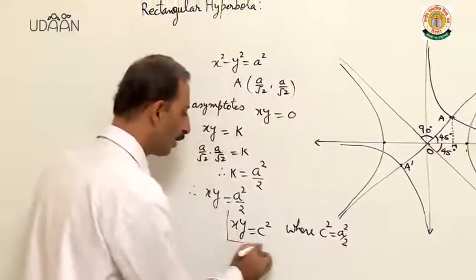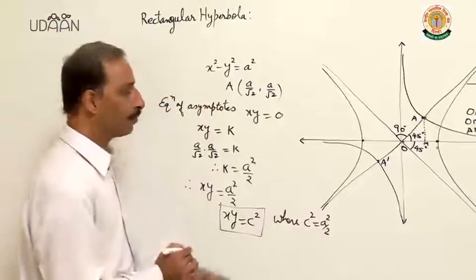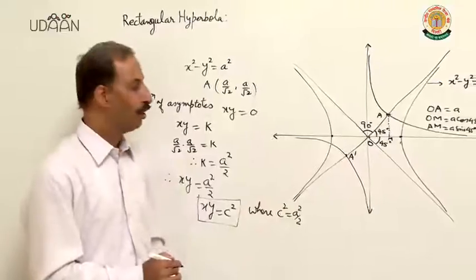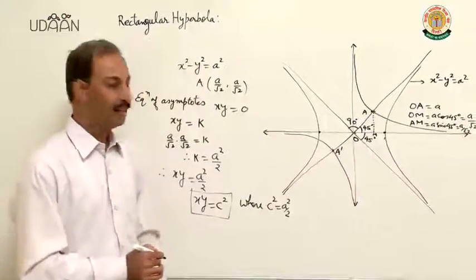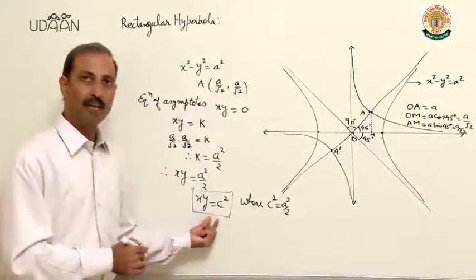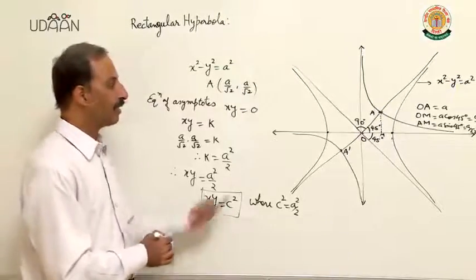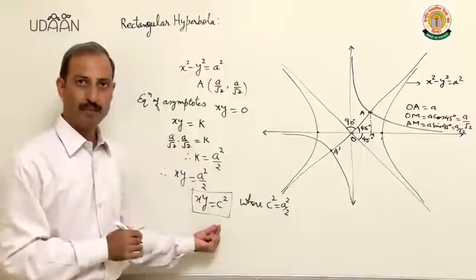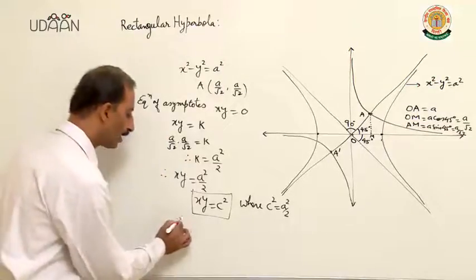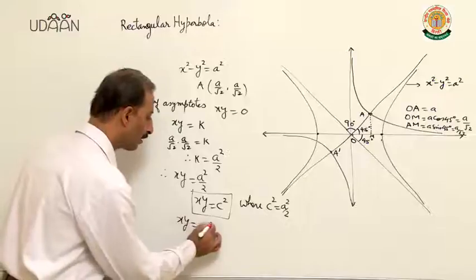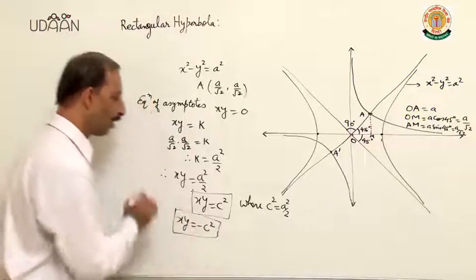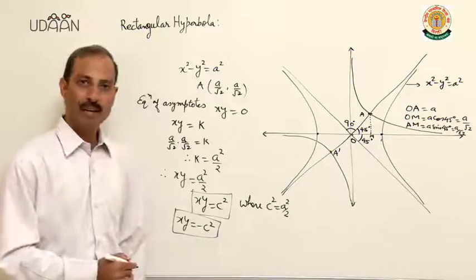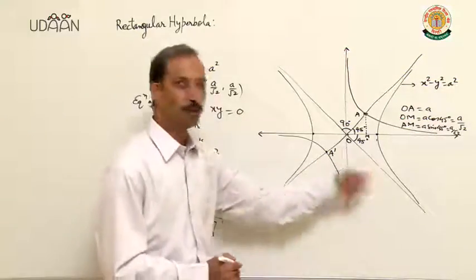So this is known as the equation of the new position rectangular hyperbola. So xy is equal to c square. This will be the equation of rectangular hyperbola. In this case, the rectangular hyperbola lies in the first and third quadrant. Also we can have xy is equal to minus c square. That is also the equation of a rectangular hyperbola, and this rectangular hyperbola lies in the second and fourth quadrant.